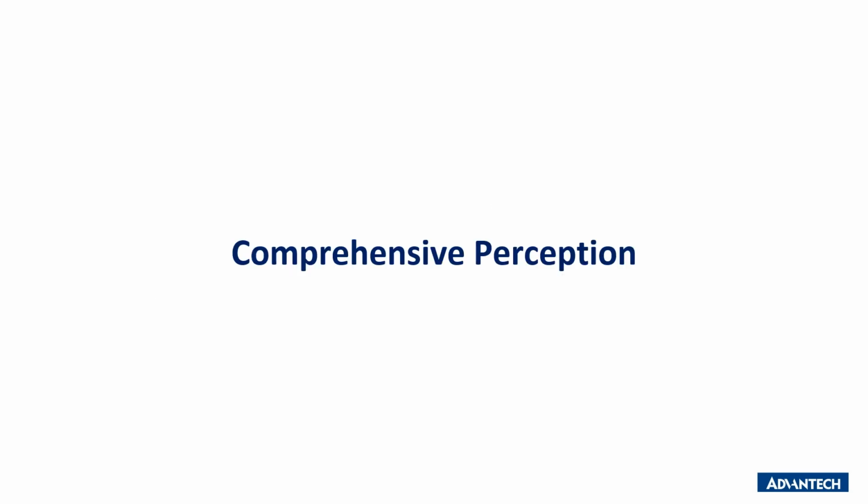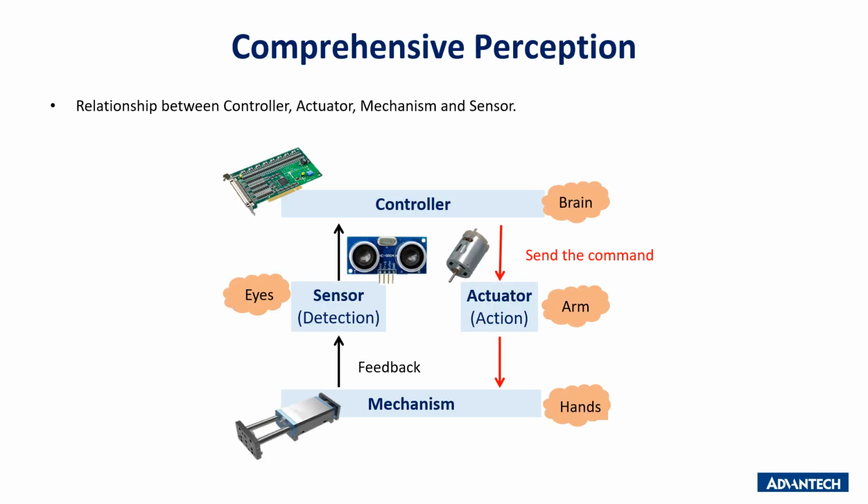Now, we will explain the comprehensive perception. What is the comprehensive perception? We will take human action as an example. If we see one cup on the table, we will use our brain to send the signal to the arm. And the arm will stretch, then use the hand to take it. Now there is one question: how do we know we have already taken the cup? The answer is we use our eyes to check. For the machine it is the same.